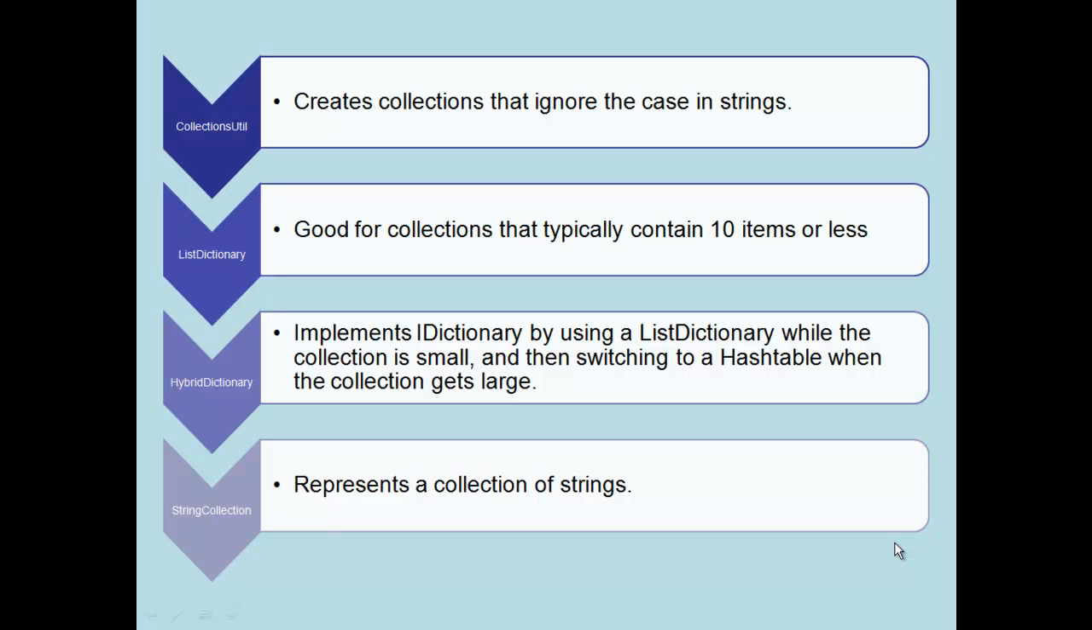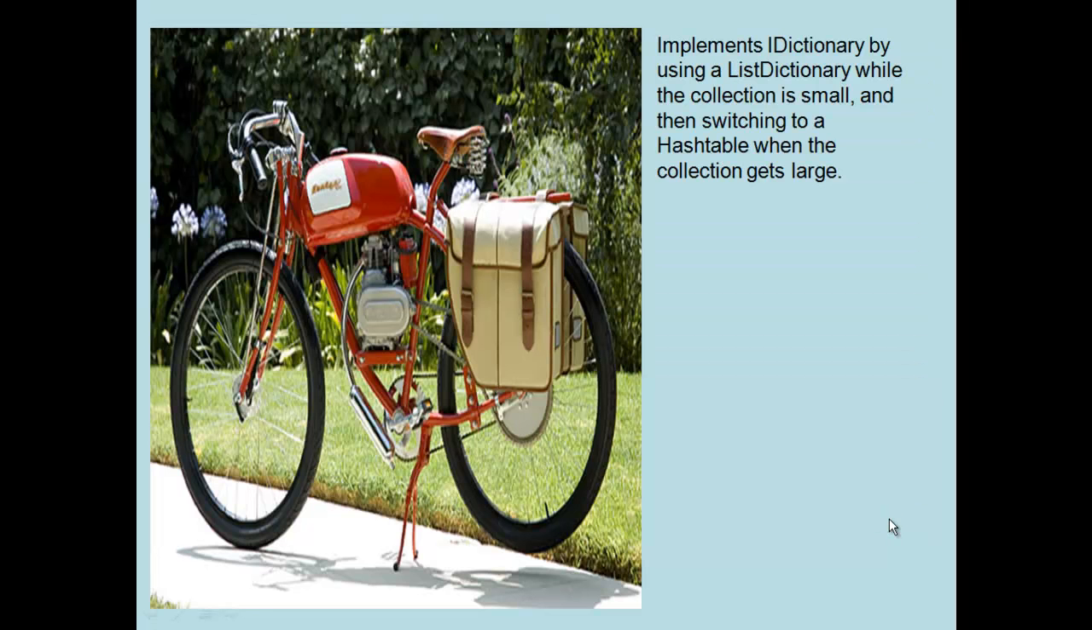Now, as a developer, what you would like is to use the advantages of both of these collections. That means if the number of items is small, you would like to use the list dictionary. If the number of items increases, you would like to use the hash table, and that's exactly where the hybrid dictionary comes into the picture. Hybrid dictionary is nothing but a dictionary which is a combination of list dictionary and the hash table.